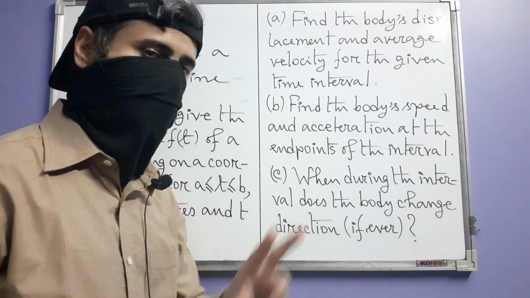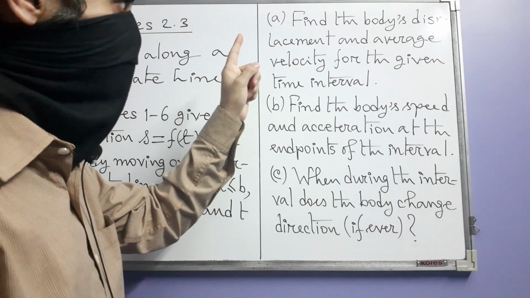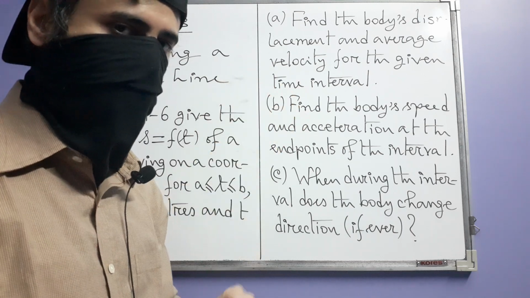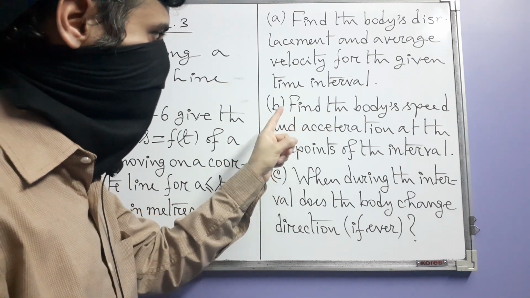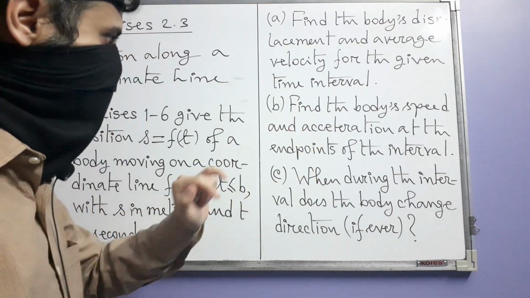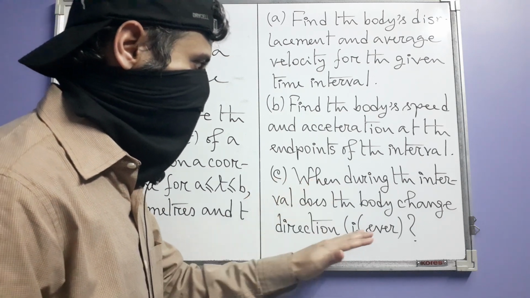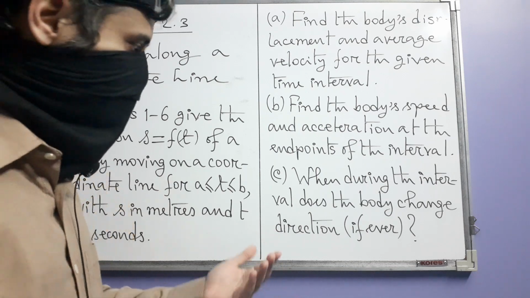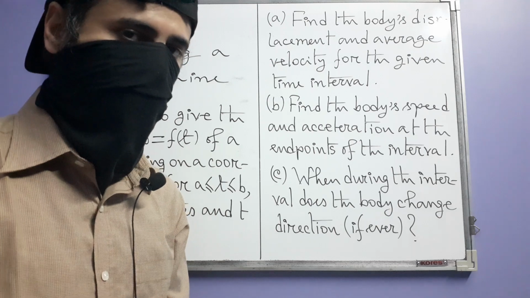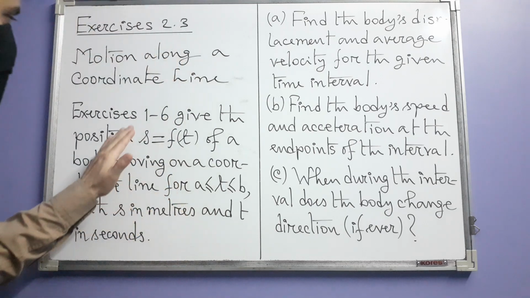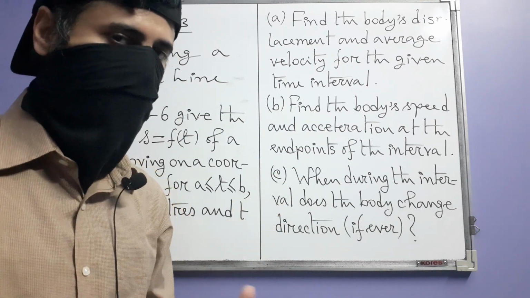Now these are the 3 things we have to find for such a motion. We have to find the body's displacement and average velocity for that given interval of time. We also have to find the body's speed and acceleration at the endpoints of the interval. And we should also answer when during this motion the body changes its direction, if it ever does so. Among these exercises, I am only going to solve the 4th one. The others are left to you.